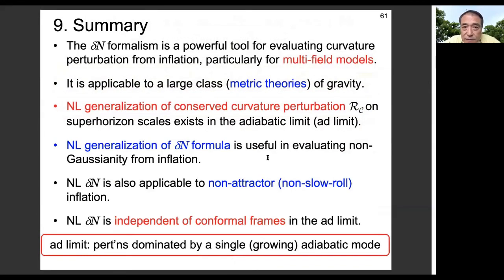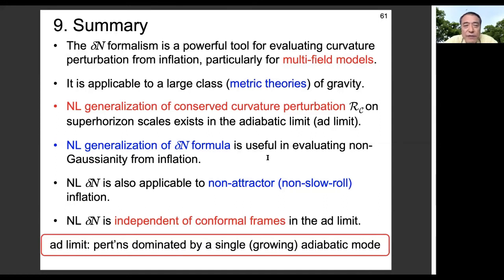Delta n formalism is a powerful tool to evaluate curvature perturbation from inflation, and especially in the multi-field case, or maybe this non-slow roll case. And another important point is that, apart from how to evaluate the fluctuations of delta phi itself, delta n formalism doesn't really use the background equations.